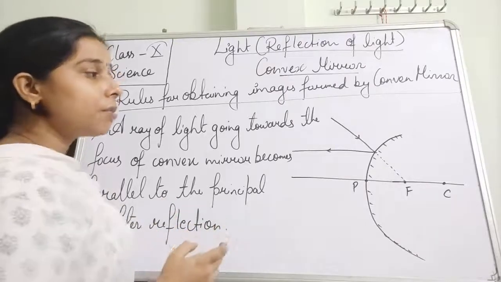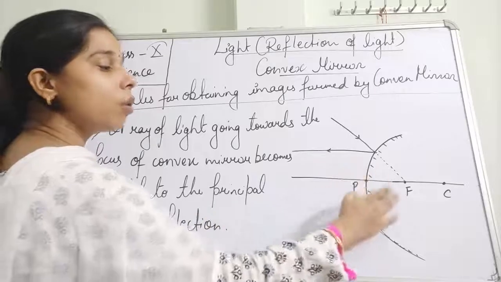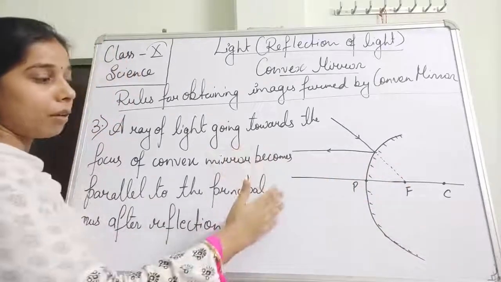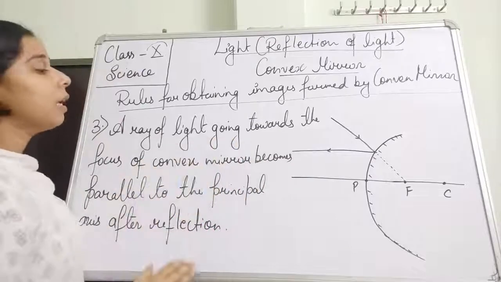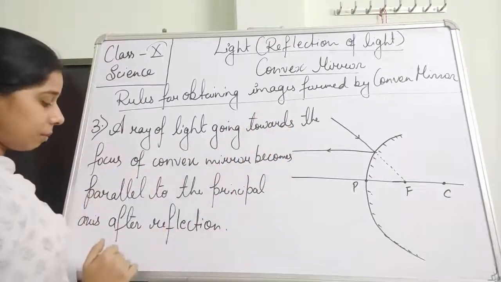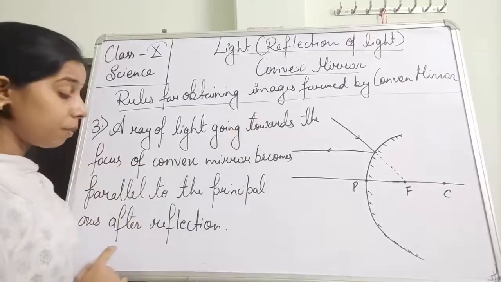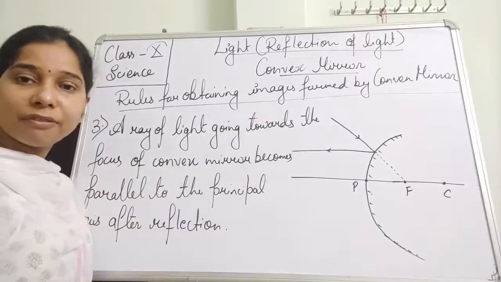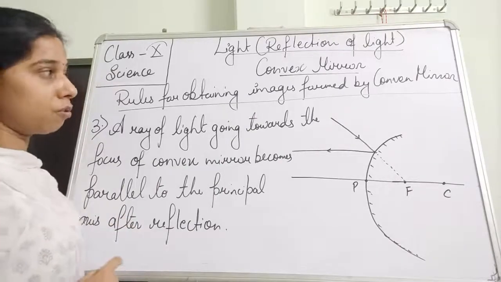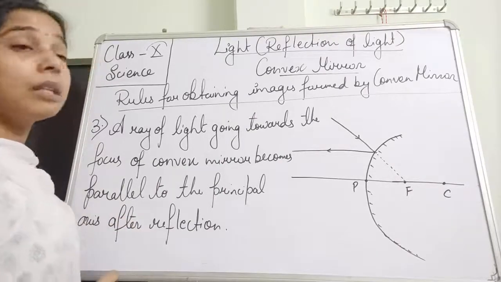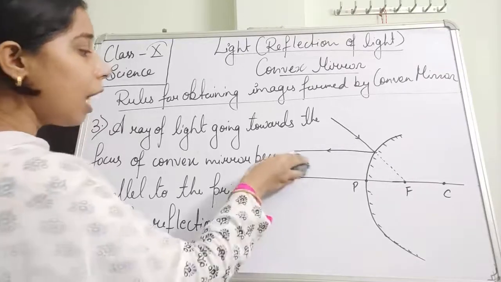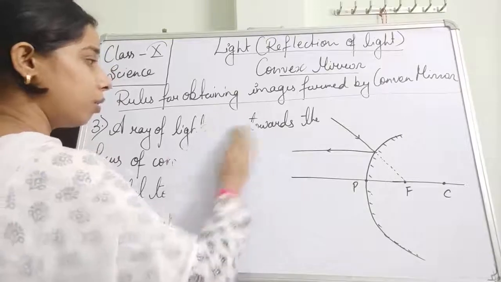Here the ray of light goes towards the focus and then gets reflected back parallel to that of the axis, and this is why it is written: a ray of light going towards the focus of a convex mirror becomes parallel to the principal axis after reflection. It becomes parallel to the principal axis after reflection, students. Okay, so this is the rule number 3. Moving on, and we will see the last rule.